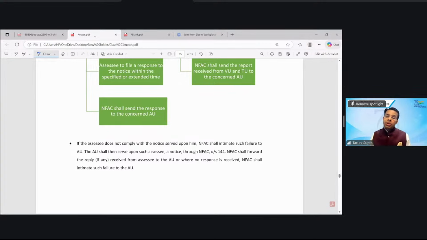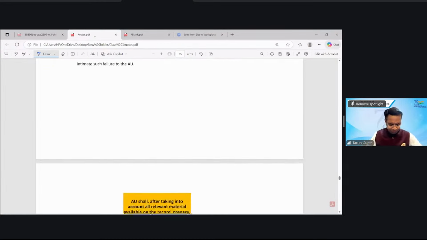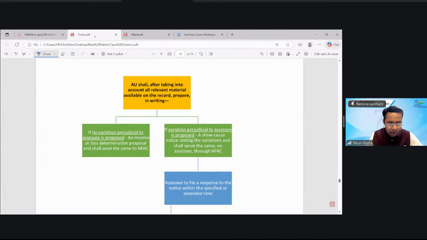In such case, NFAC shall issue a notice. In reply to the notice, the assessee may furnish the response, may not furnish the response. If he furnishes the response, then NFAC shall forward the response to the AU. Very logical, very simple thing. If he has not furnished the response, then NFAC shall intimate that the assessee has not furnished the response. And then the AU shall make the draft order.